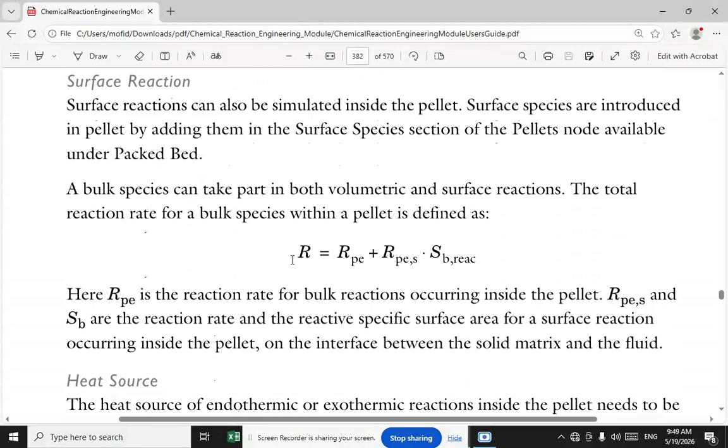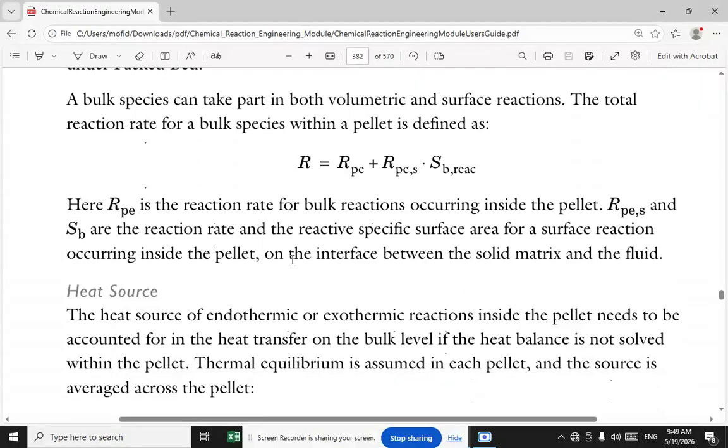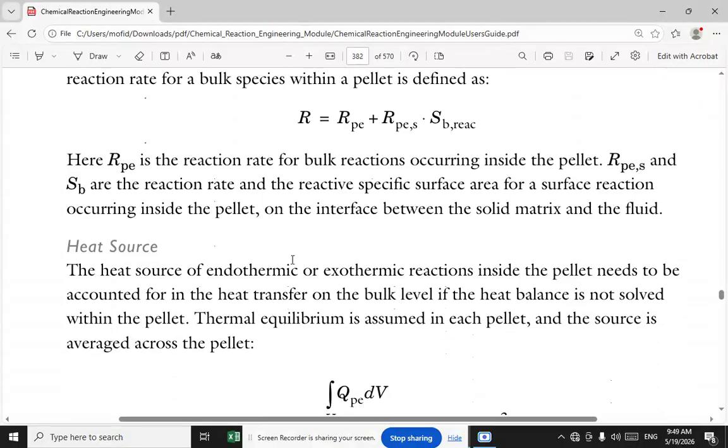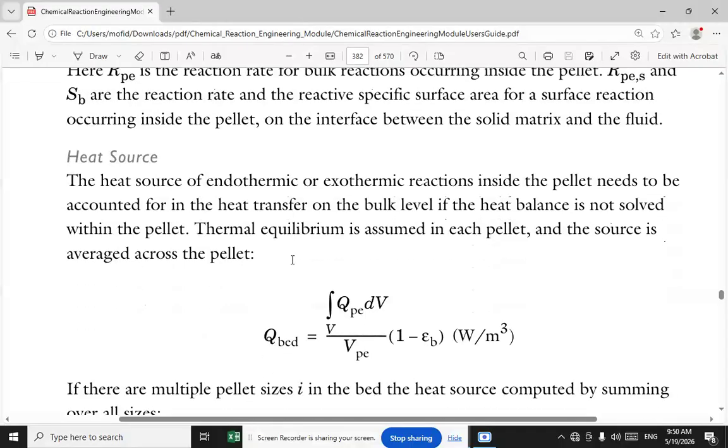The total reaction rate for a bulk species within a pellet is defined as R equal to R pellet plus R pellet S multiplied by S B reactant. Here R pellet is the reaction rate for bulk reactions inside the pellet, and R pellet S and S B reactant are the reaction rate and the reactive specific surface area for a surface reaction occurring inside the pellet or on the interface between the solid matrix and the fluid.